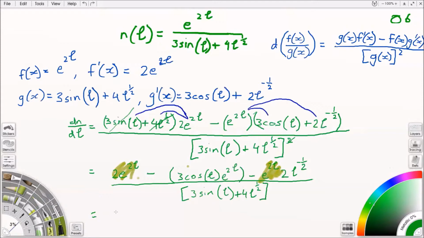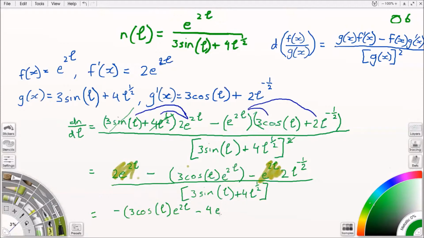Negative, negative, I'm thinking 3 cos L E to the 2L. You guys can probably tell if you can see any mistakes. I definitely don't know everything, hence why this channel exists, so we can all get better together.